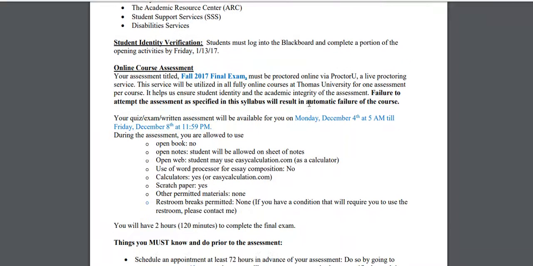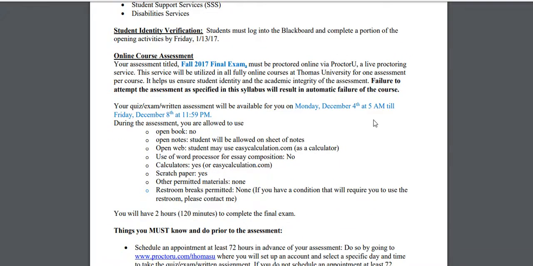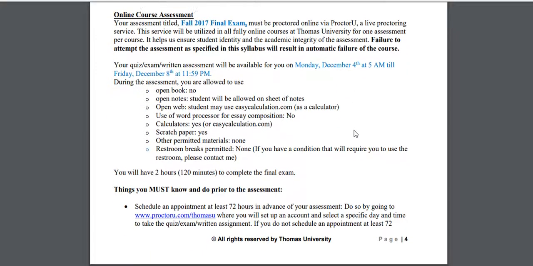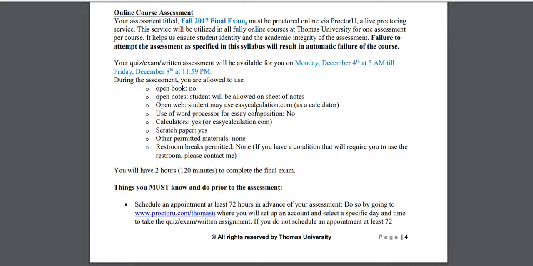So final exam, it's a cumulative final exam. It'll be taken sometime during the week of Monday, December 4th to Friday, December 8th. When you take this exam, you will not be allowed to use your book. You will be allowed to use one sheet of notes front and back.